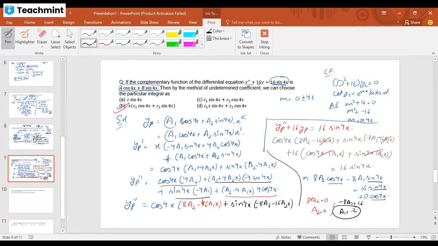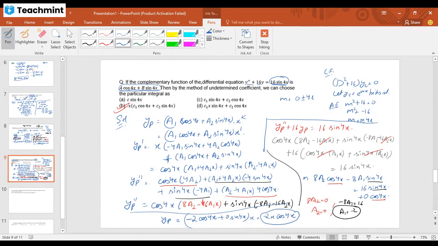So what should be the solution? The particular integral. Your particular integral yp will be, a1 is minus 2, so minus 2 cos 4x plus 0 times sin 4x, times x, that is minus 2x cos 4x. This is the particular integral in this case.